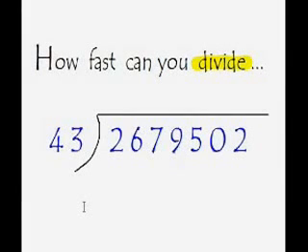Now we will be learning the EasyCal tricks to divide numbers really fast. My question to you is very straightforward: how fast can you divide this huge number by 43? Since this number has how many digits? 1, 2, 3, 4, 5, 6, 7.